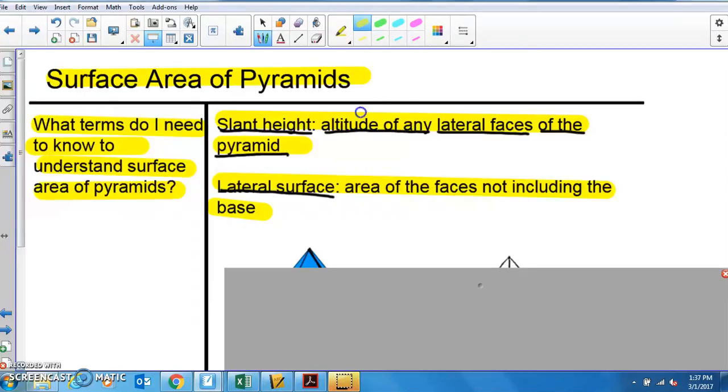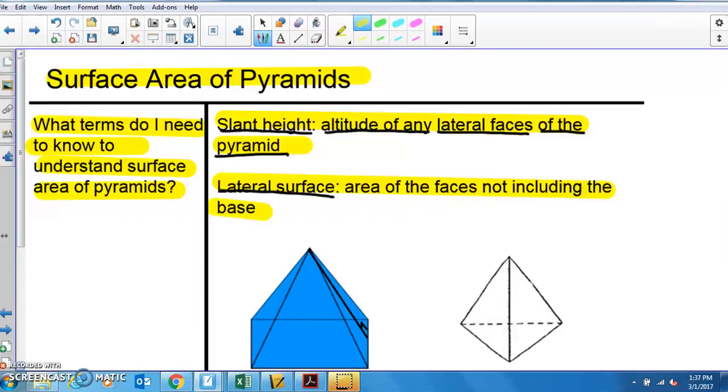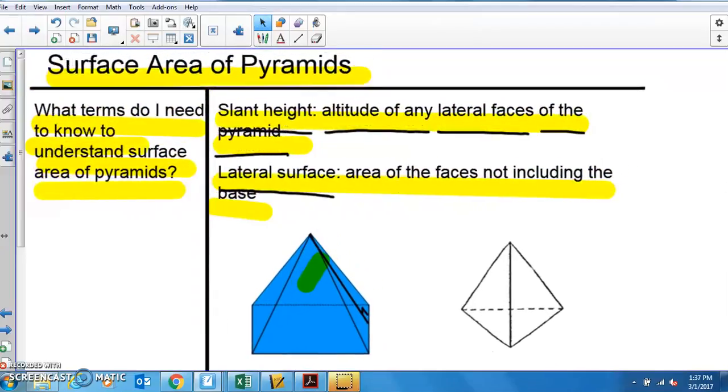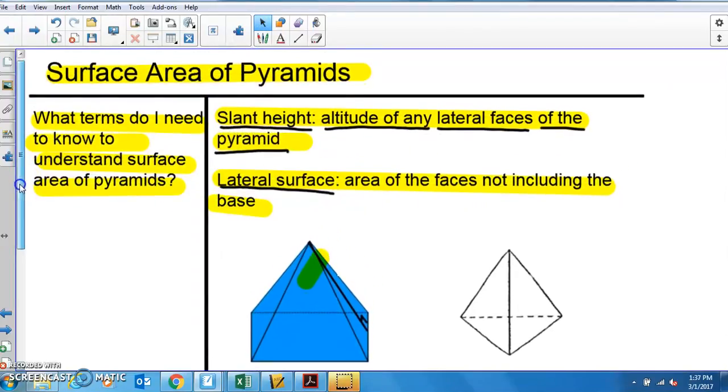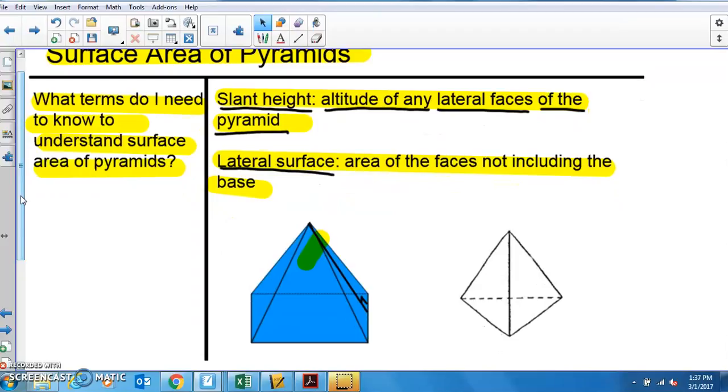So to kind of put this into perspective, if you have a pyramid here, let's do this instead. So you have a pyramid. Your slant height is going to be this line right here, going up. That is called the slant height.